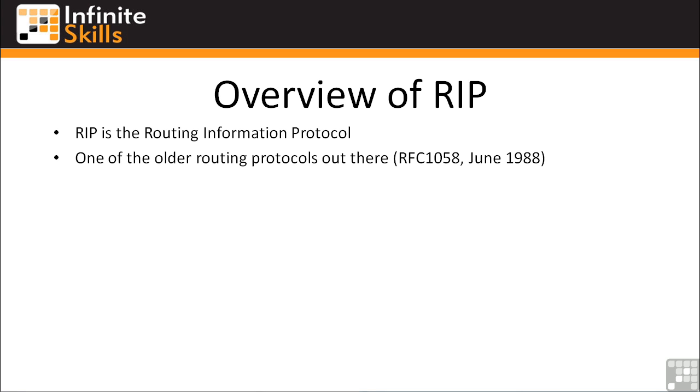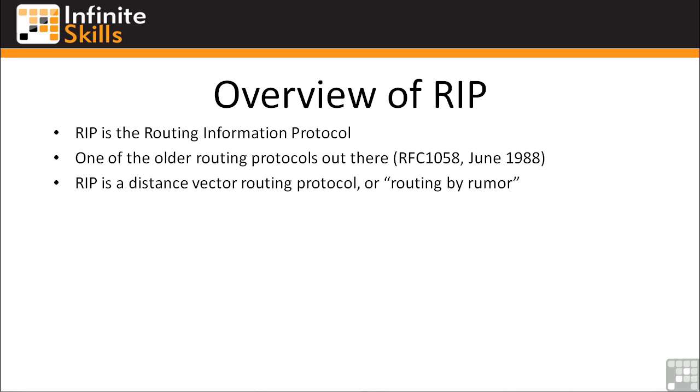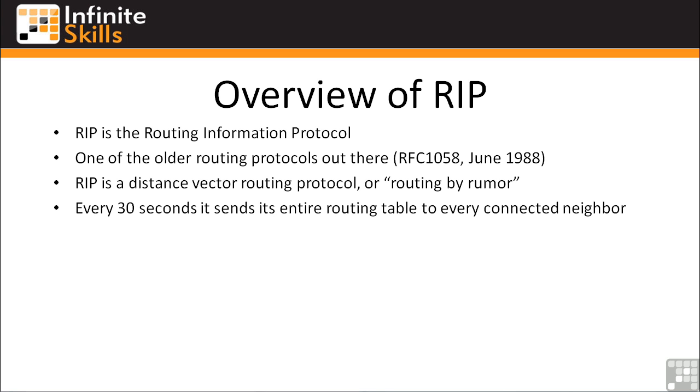But nonetheless, there are older routing protocols, but this is one of the first, and it is still one of the most widely supported. There's hardly a network device out there that doesn't support RIP in some form or fashion. RIP is a distance vector routing protocol, or as I like to call it, routing by rumor. Basically, this means that every 30 seconds it sends its entire routing table to every connected neighbor. And it sends this out on a UDP multicast address so that anyone listening to that multicast address will get the route table update from the routers that are broadcasting it.